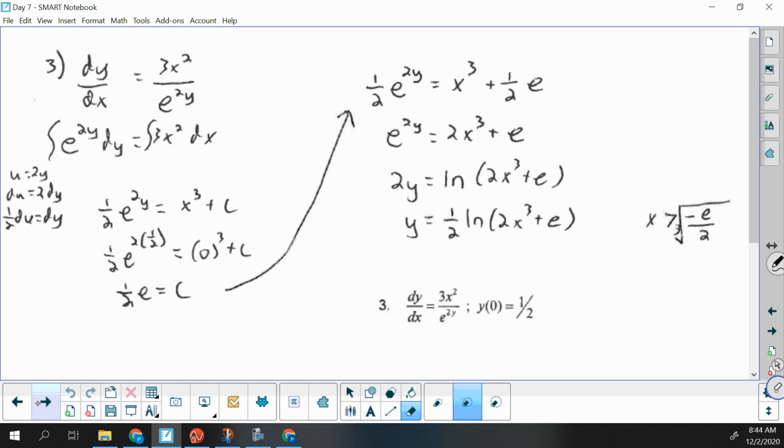For 3, we have no issues in the original differential equation because e to the 2y will never be 0. But in our natural log, we need that inside to be positive. So we need x cubed to be greater than -e over 2. Because if x cubed is -e over 2, that'll make it be 0. And if it's greater than that, then it won't be. So if x cubed has to be greater than -e over 2, that means x needs to be greater than the cube root of -e over 2. And we're greater than a negative number, so our initial condition of 0 is on that interval.